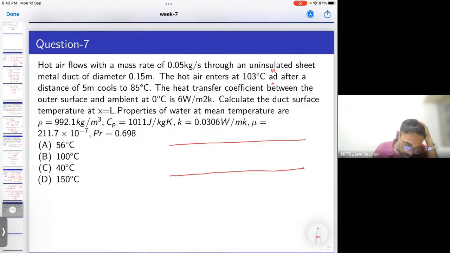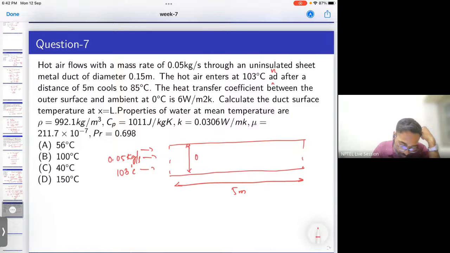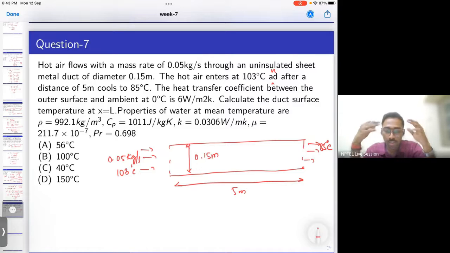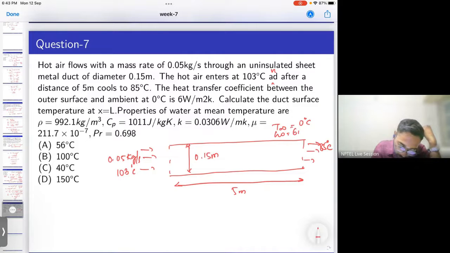Okay. So air is entering at 0.05 kilogram per second at 103 degrees Celsius, and the length is 5 meters. The diameter is given as 0.15 meter and it leaves the duct at 85 degrees Celsius, which means cooling is happening. Means the air is rejecting heat to the environment. The environment T infinity is at 0 degrees Celsius and h_o is given as 6 watts per meter square Kelvin.